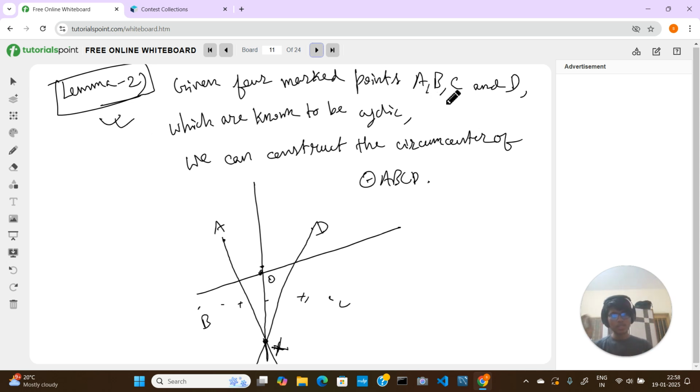Given 4 marked points A, B, C, and D, which are known to be cyclic, we can construct the circumcenter of circle ABCD. Now, the important thing is, what does our original question say? Our original question says that given 3 points A, B, and C, we need to construct the circumcenter. What is the difference between this lemma and the problem? This lemma says given 4 points which are known to be cyclic, we can construct the circumcenter. But the problem says given only 3 points, we need to construct the circumcenter. So somehow we need to convert this into 3 points.